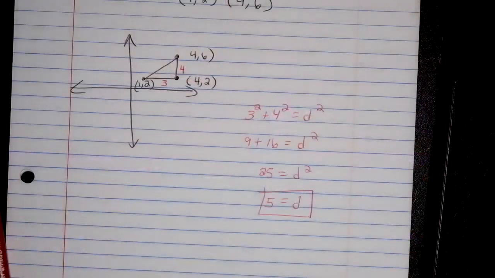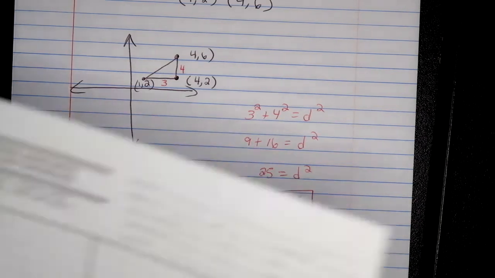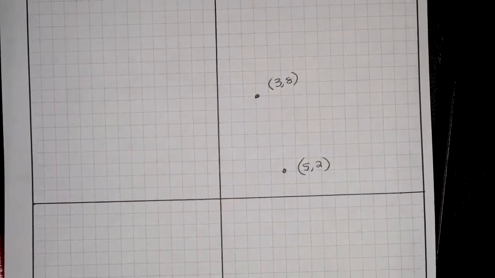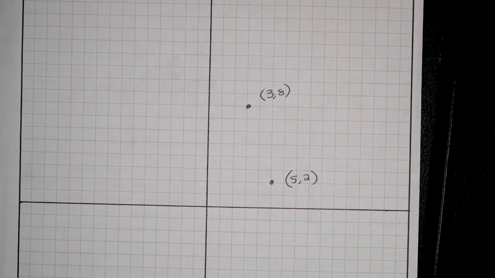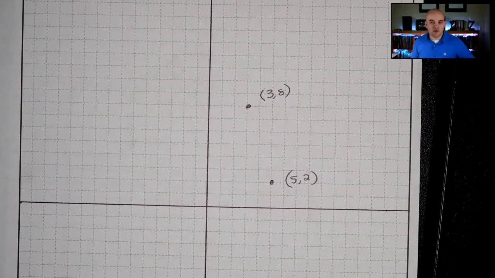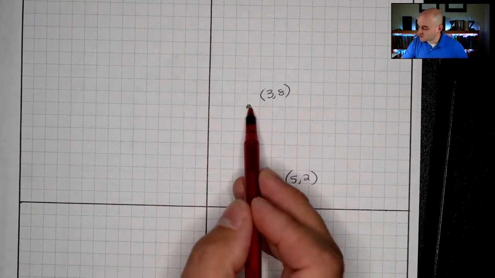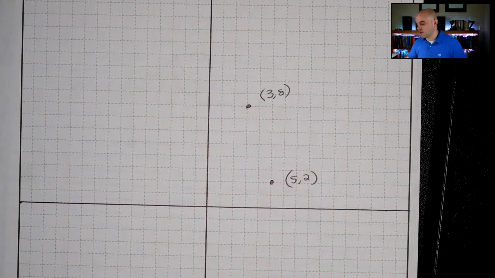So let's take a look at another type of problem. Let's look at the midpoint formula. So here's our first question. Suppose I have these 2 points, (3, 8) and (5, 2). And I'm wanting to know what is the midpoint between those 2 spots. So what is the spot that is exactly halfway between the 2?